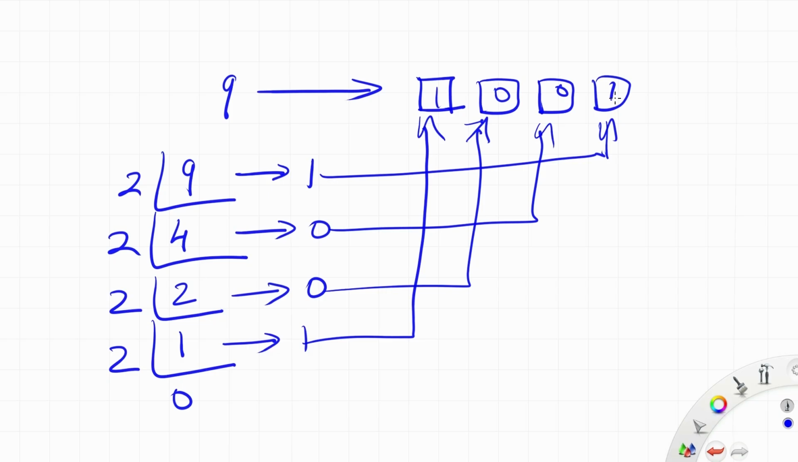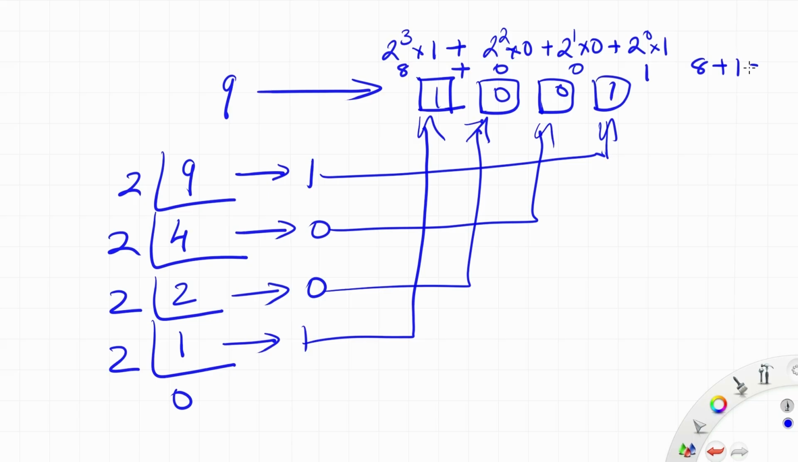So let's check the answer. 2 raised to 3 into 1 plus 2 raised to 2 into 0 plus 2 raised to 1 into 0 plus 2 raised to 0 into 1. So this is going to be 1, this is going to be 0, this is going to be 0, and this is going to be 8. So 8 plus 1 equal to 9.